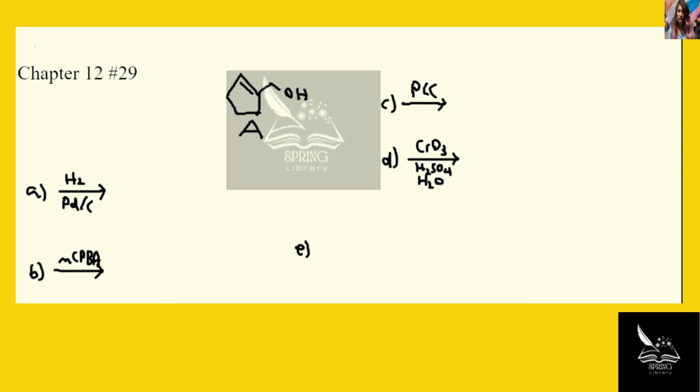This is the answer to Chapter 12, problem number 29 from the Smith Organic Chemistry textbook. In this problem, we're asked to treat molecule A, which I've redrawn at the top of the whiteboard here, with 5 different reagents or sets of reagents and to draw the products. And so in order to solve this problem, we need to just remember what each of these reagents does and then apply that to this molecule.